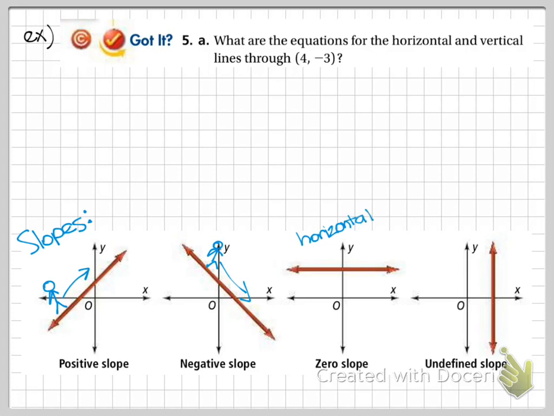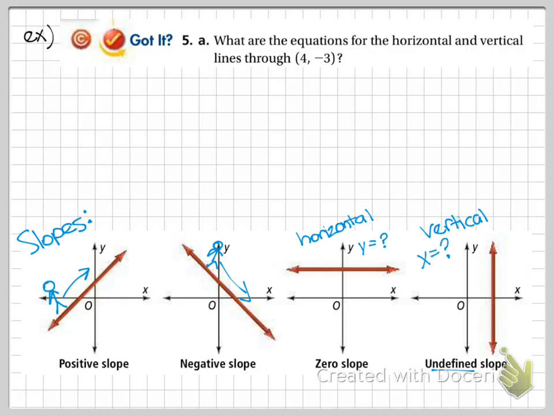And then an undefined slope would be a vertical line. It would be straight up and down, okay? So that would be undefined slope. So for a horizontal line, you are going to have the equation y equals something, so some number. For a vertical line, you would have the equation x equals something, some point.